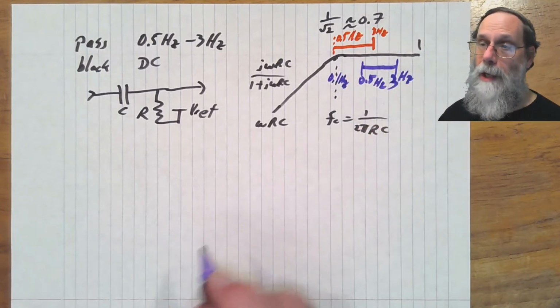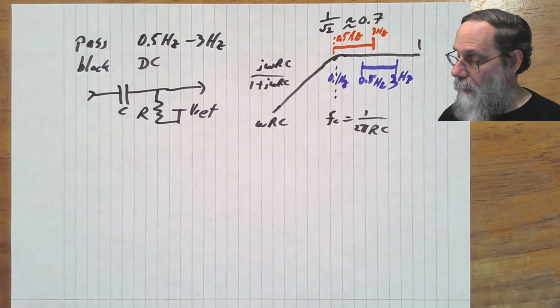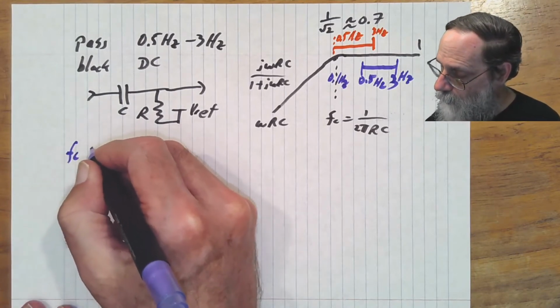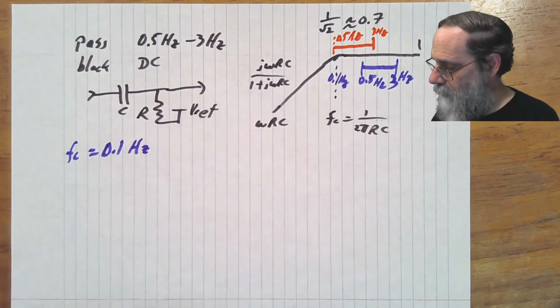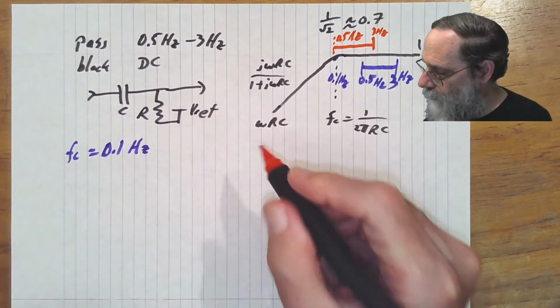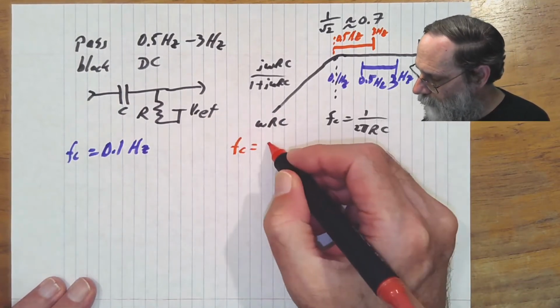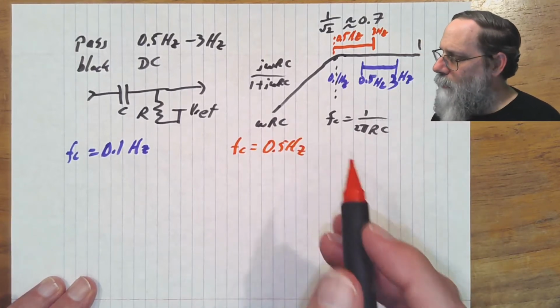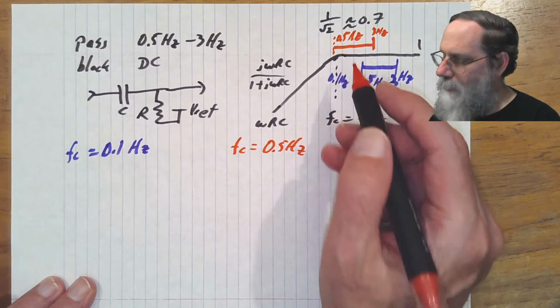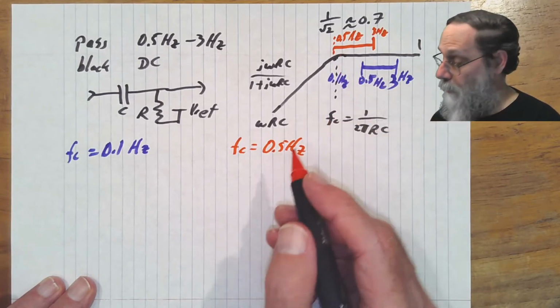So we've got two designs, one with a corner frequency of 0.1 hertz and one with a corner frequency of 0.5 hertz. And for this one, we really want the corner frequency to be at most 0.5 hertz.